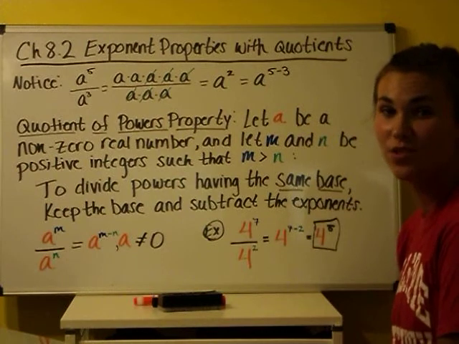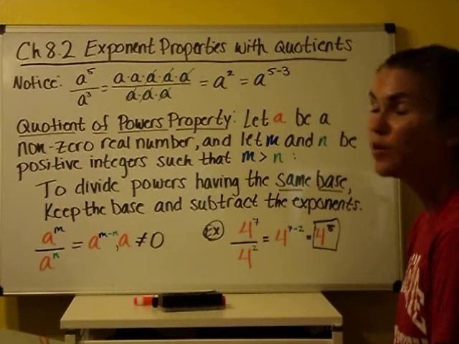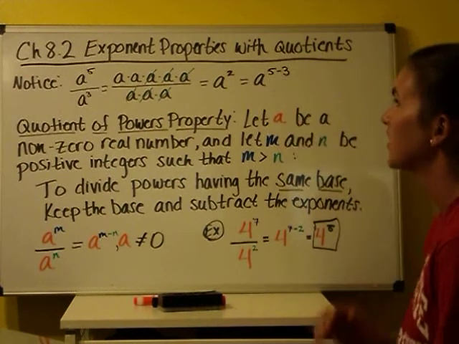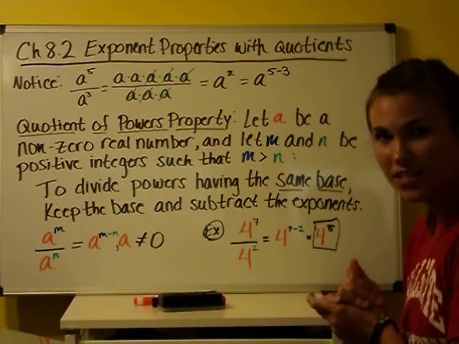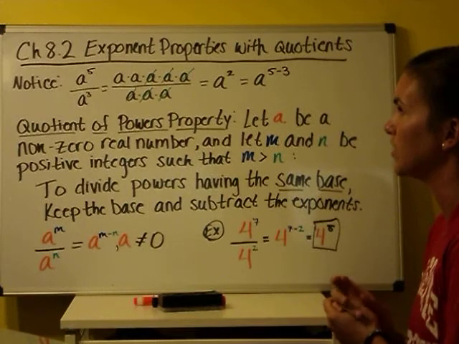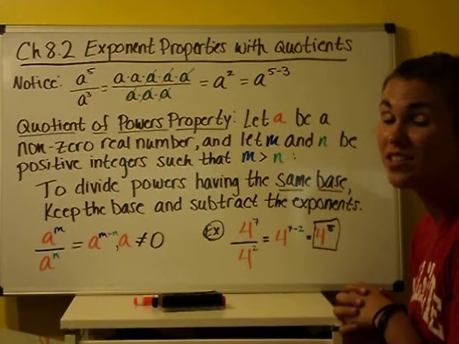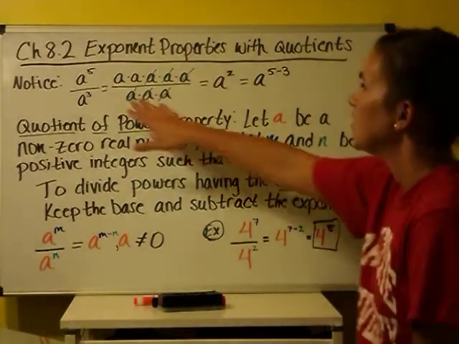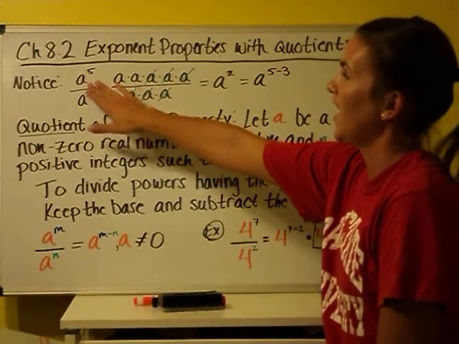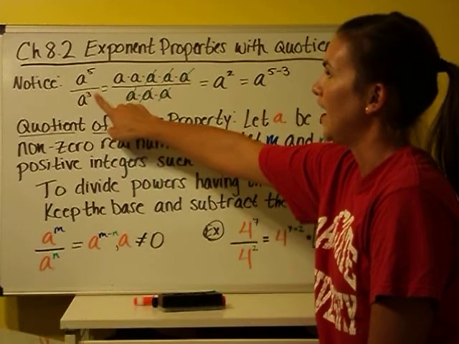Start section 8.2 today, which is exponent properties with quotients. Yesterday we talked about exponent properties with products, and today we're going to discuss quotients, which means that we are dividing. Yesterday we were multiplying, today we're dividing. So I want you to notice something here. We have a to the fifth divided by a cubed.